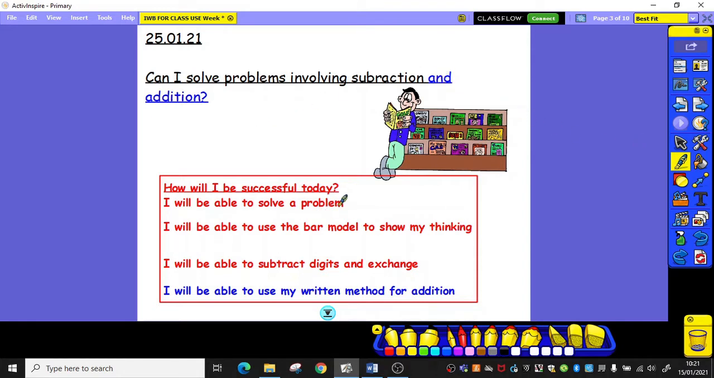So how are we going to be successful? Most importantly, we need to be able to solve the problem. We are going to use the bar model to help us unpick the problem and show our thinking. Certainly all of us are going to need to do some subtracting today, and it might well involve the exchanging that we've been practicing. Some of us will also need to use our written method for addition.